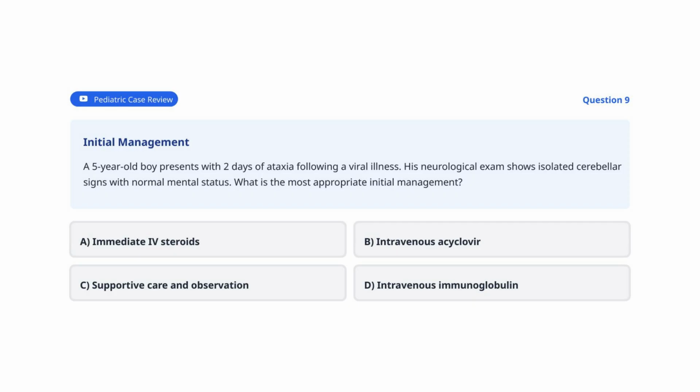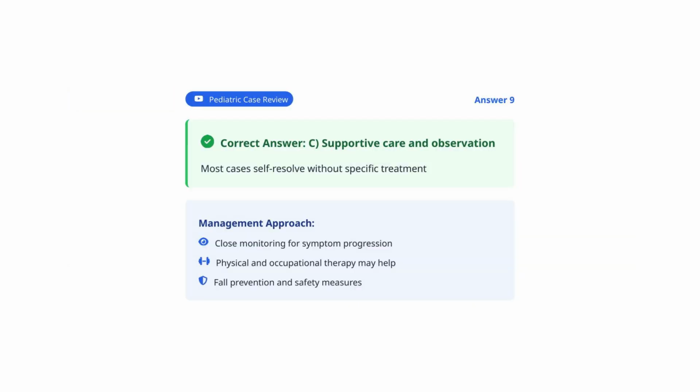Intravenous immunoglobulin? The correct answer is C. Most cases of post-infectious acute cerebellar ataxia are self-limiting and resolve without specific treatment. Initial management focuses on supportive care, close observation for symptom progression, and safety measures to prevent falls. Physical and occupational therapy may help with balance and coordination during recovery.